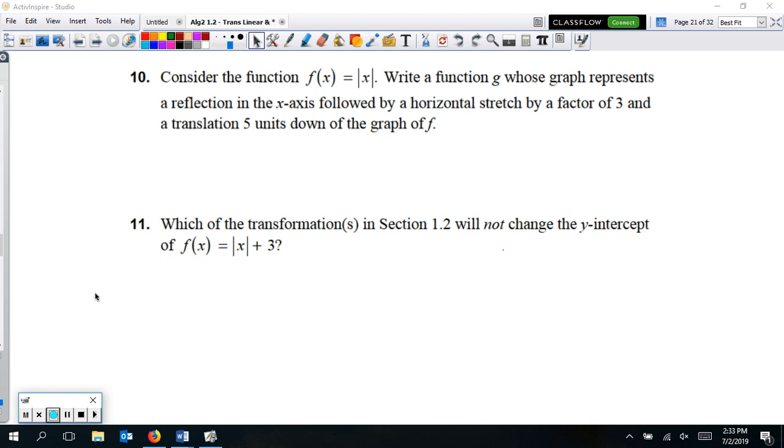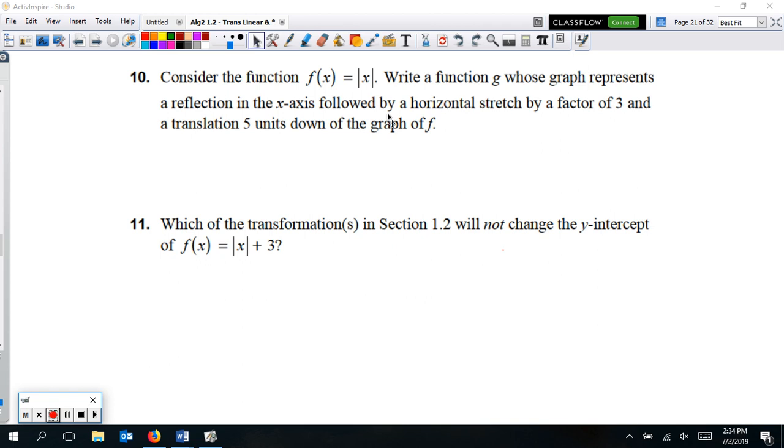Okay, so here's our last couple problems. Number 10 says consider the function, and there's our parent function for the absolute value. And it wants us to write a function g, kind of like what we've been doing. This graph represents a reflection in the x-axis. We've already done that, but now it says followed by.